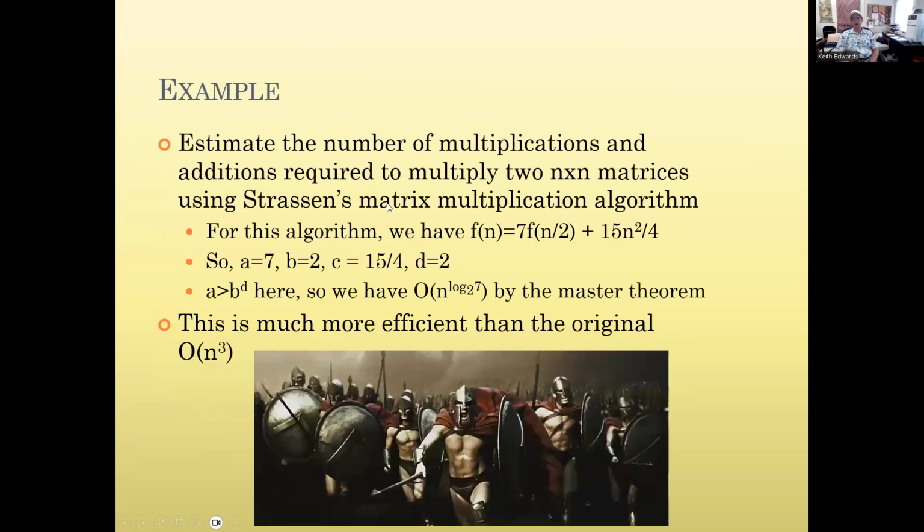And then last but not least, the number of multiplications and additions required to multiply two n by n matrices using the matrix multiplication that Strassen came up with, with the additional additions and the n divided by 2 matrices. A is 7, b is 2, c is 15 over 4, and d is 2. So it's O of n to the log base 2 of 7, which is less than O of n cubed. And so that's actually more efficient than our original. So it works out very well for us.